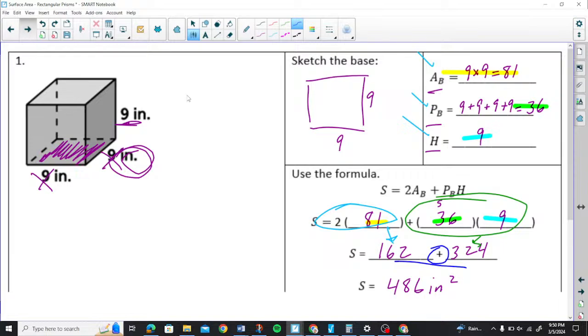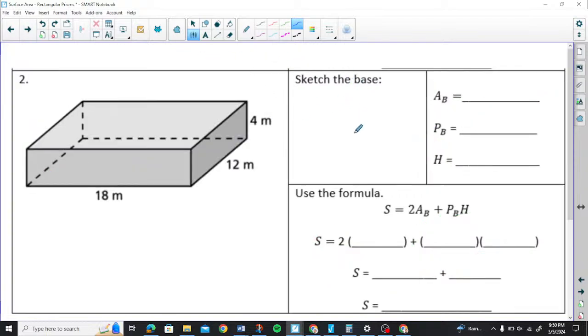Let me try this one more time with you. So again, we're going to sketch the base. Now, it doesn't matter which base you use in a rectangular prism. Most people typically just use the bottom. However, I had one class today that decided to use this side for all of them. What I highly recommend you do is try something different like this. Or, better yet, try it the other way. Try it with the 18 by the 12. Or try it with the 18 by the 4. And see if they come out to be the same thing as what I'm getting here.